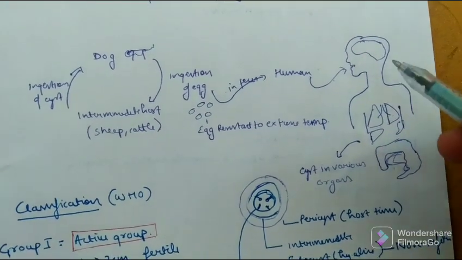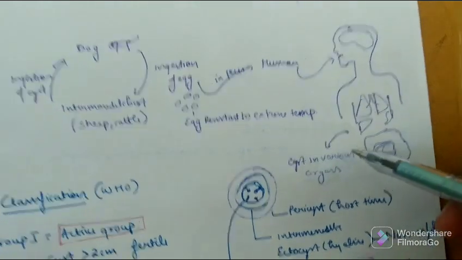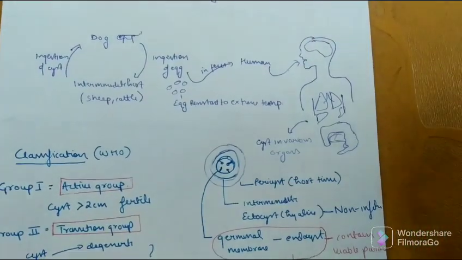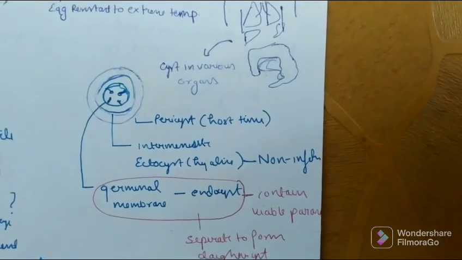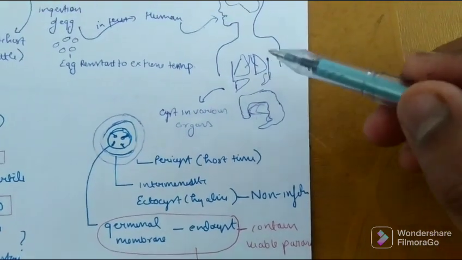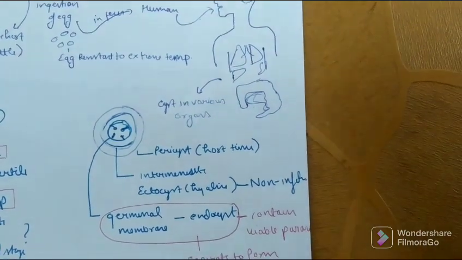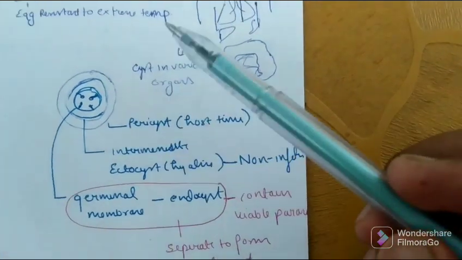And this is where the story begins. These eggs enter into the human body and mature into cyst, and these cysts are what are going to cause infection and hydatid disease in humans. Let's try to understand the structure of this cyst first. So these cysts can be found in virtually any organ of the human body, because hydatid disease can be protean in its manifestation. So these cysts have three layers.